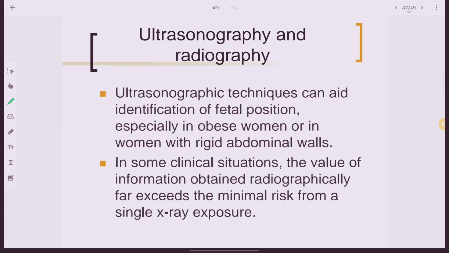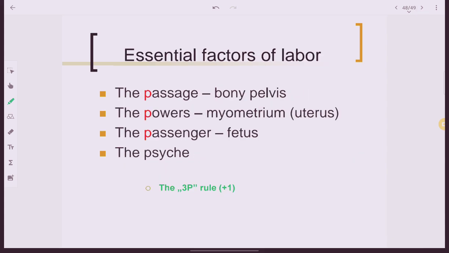And ultrasonography is the confirmed diagnosis. Ultrasonography (USG) techniques can aid the identification of fetal position, especially in obese women or in women with rigid abdominal walls, where palpation becomes a little bit difficult. So the 3P rule is again the essential factors of labor.